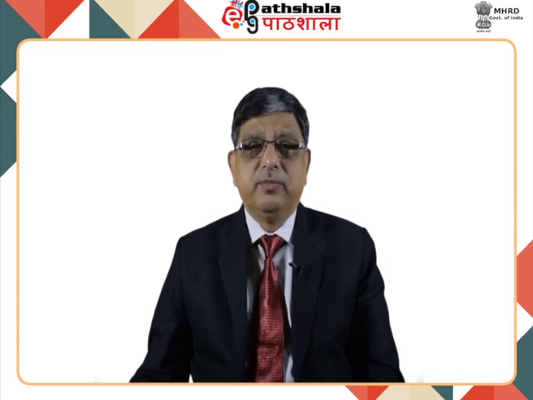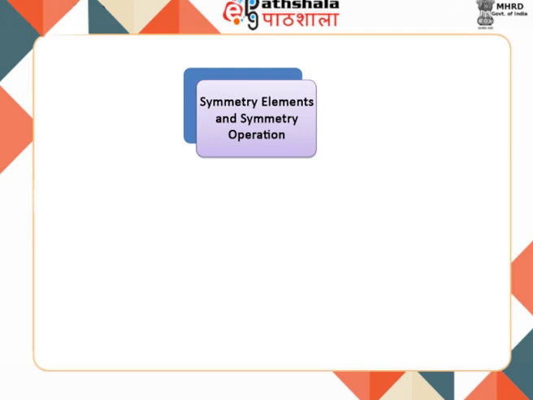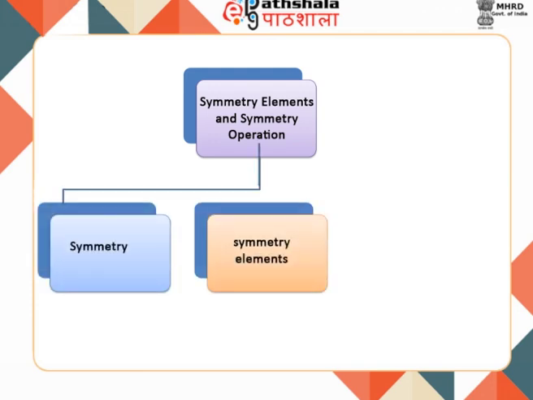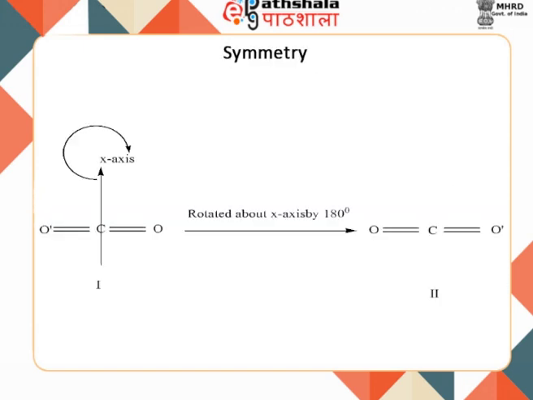Let's try to understand this topic with the help of some graphics and visuals. So now we will study symmetry elements and symmetry operations, and these will be divided into first, symmetry, second, symmetry elements, and third, symmetry operations. Now, first is symmetry. Any molecule is said to have symmetry if any real or imaginary operations of rotation or reflection, when carried out on the molecule, lead to a new orientation which is indistinguishable from the initial one.